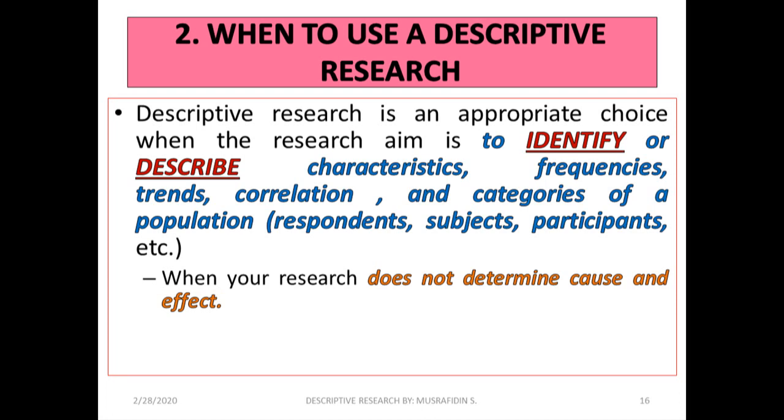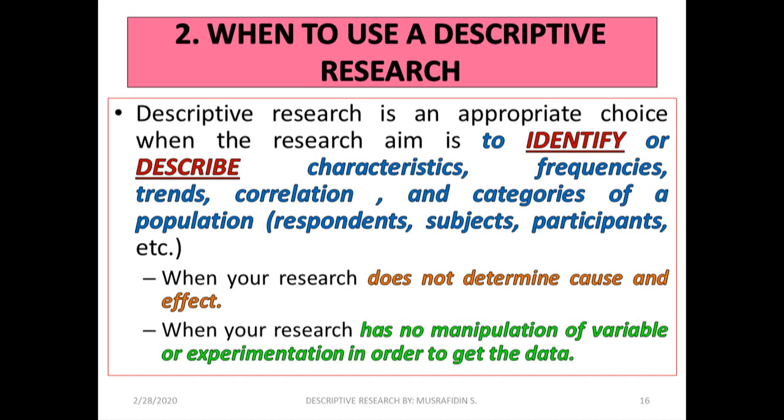When your research does not determine cause and effect, then you can say that your research is descriptive research. In other words, when your research has no manipulation of variables or experimentation in order to get the data, then your research can be descriptive research. Because if you determine cause and effect, you manipulate variables, or you conduct an experiment to get the data, then your research will be identified as experimental research.